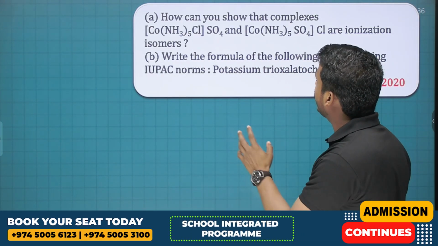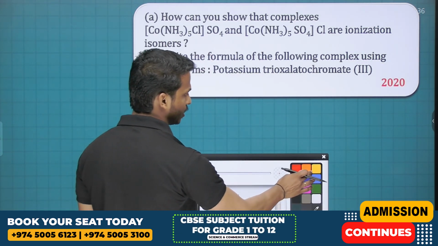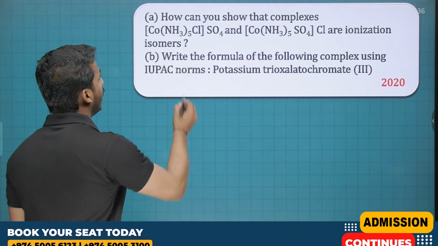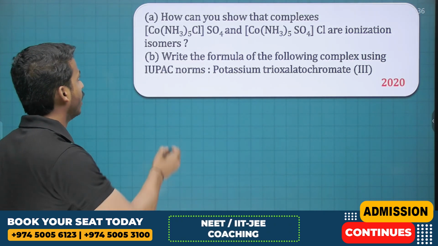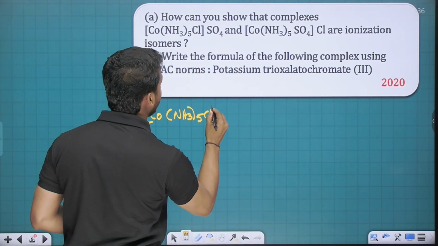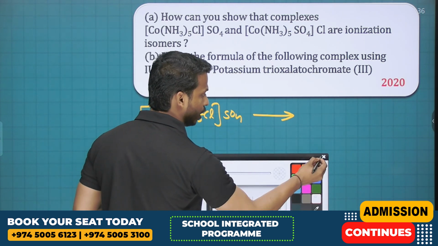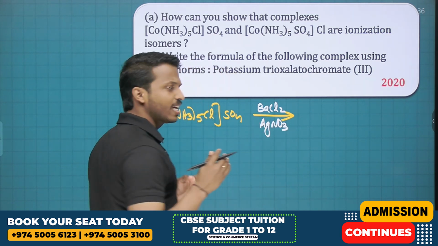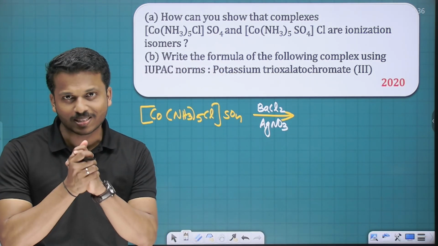Next question, how can you show that these 2 complexes are ionization isomers? How can you show that these complexes show ionization isomerism? Let's see. In classes we studied the test for checking ionization isomerism. Take the first complex, [Co(NH3)5Cl]SO4. If this compound is treated with a mixture of barium chloride and silver nitrate, what is the reagent we are using to identify the presence of an ionization isomer? Barium chloride and silver nitrate.